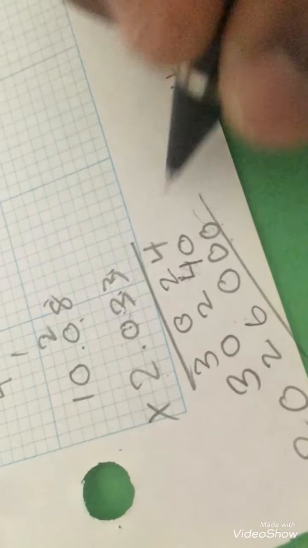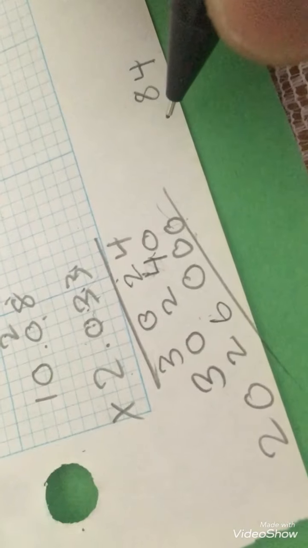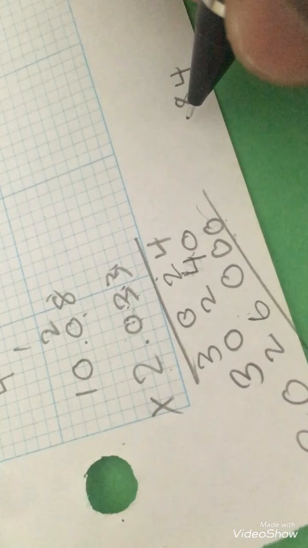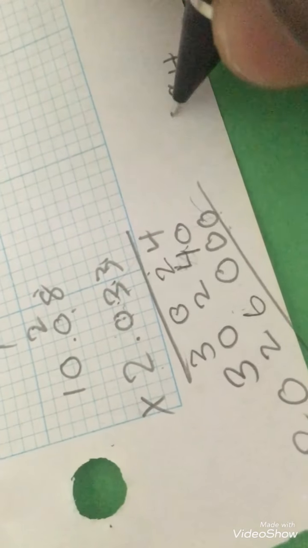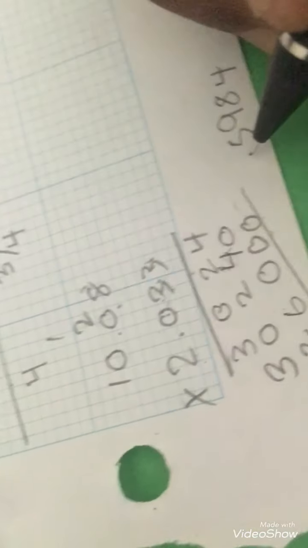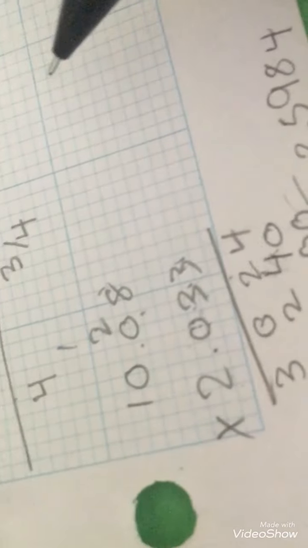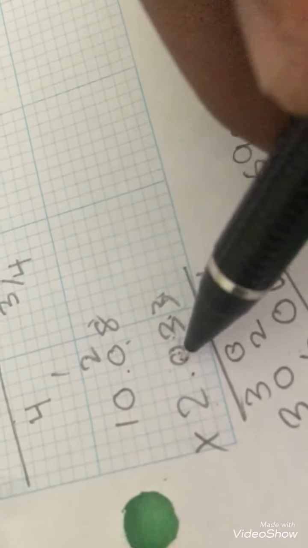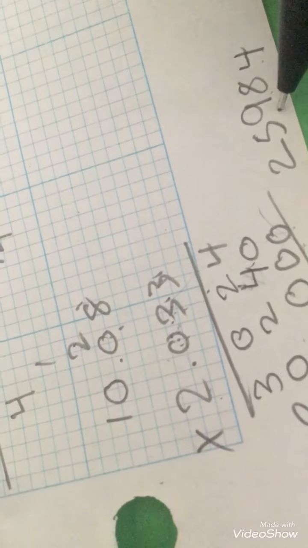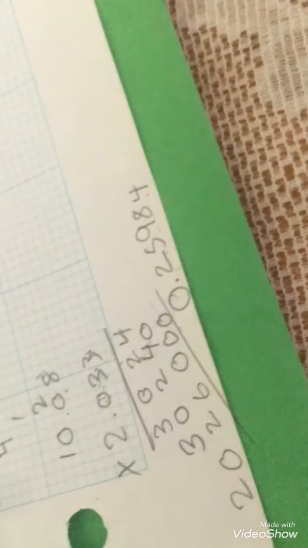So 4 plus 2 is 8. 6 plus 3 is 9. 3 plus 2 is 5. And 2 plus nothing is 2, right? When we have decimal places, we're going to count 1, 2, 3, 4, 5. So our answer is 5 decimal places.